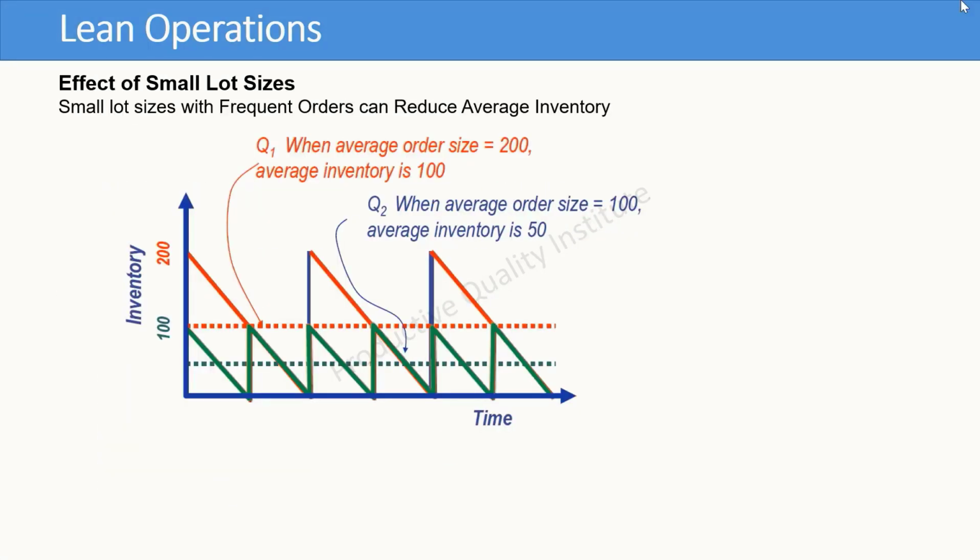Here is a description of how small lot sizes with frequent orders can reduce average inventory. The red line represents a large lot size of 200 pieces, which leads to an average inventory of 100 pieces. While if we reduce the lot size to 100, the average inventory will decrease to 50.